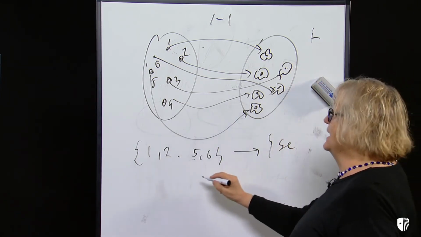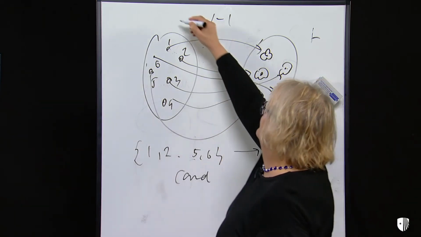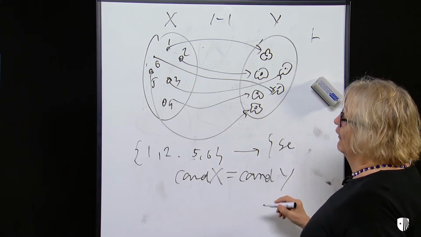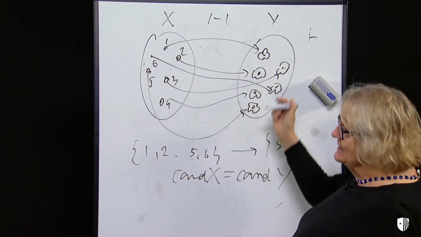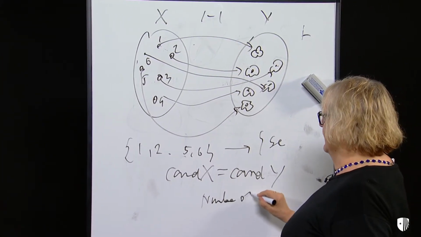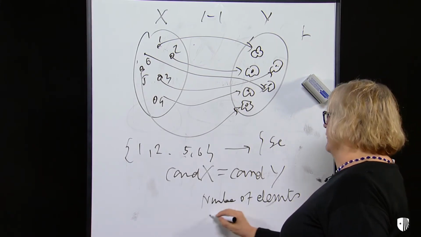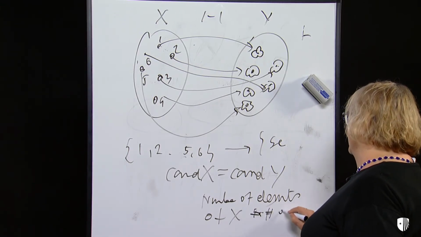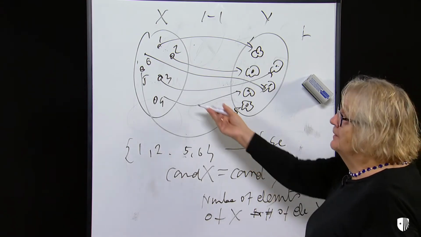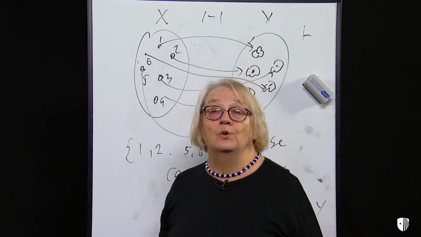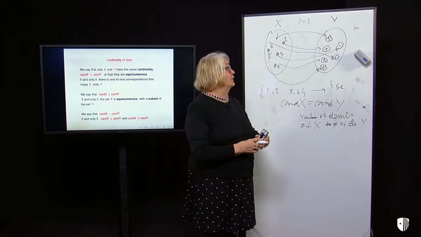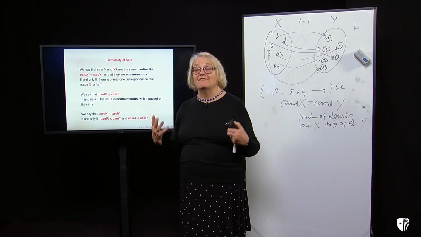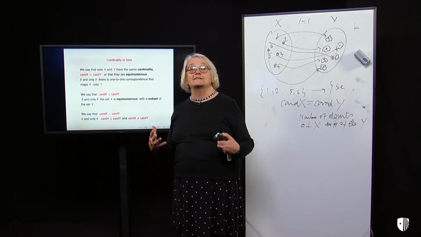count. So you say that cardinality of x equals cardinality of y. It means in finite sets the number of elements of x is equal to the number of elements of y, because you use the word number for the finite set because you have sort of a number. But with infinite sets, you can have infinite sets which have the same cardinality.